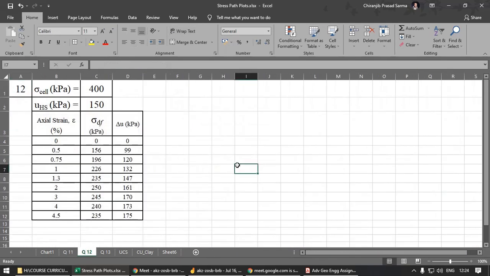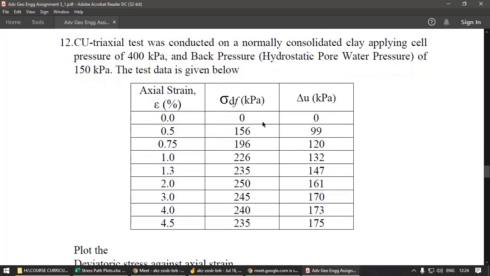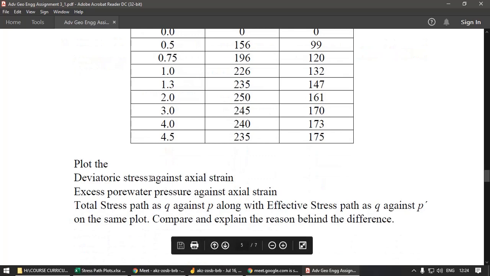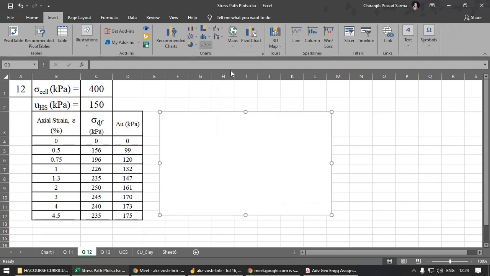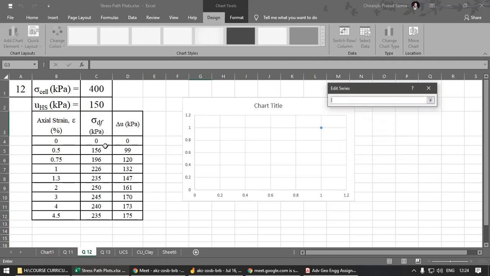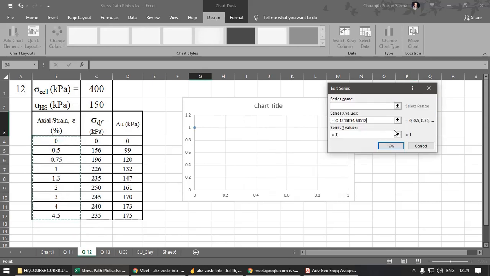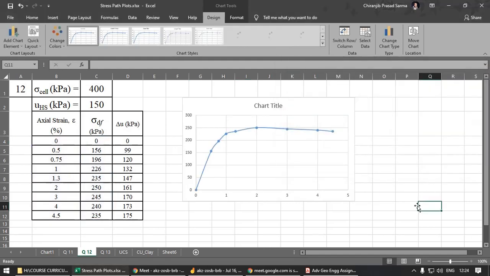Okay. So similarly, here we have the second example, example number 12. It is given axial strain and sigma d, and so on. Plot the deviatoric stress versus axial strain. First of all, insert, plot, select data, add deviatoric stress versus axial strain. The x-axis will be axial strain, and the y-axis will be deviatoric stress. So this is the stress strain plot.